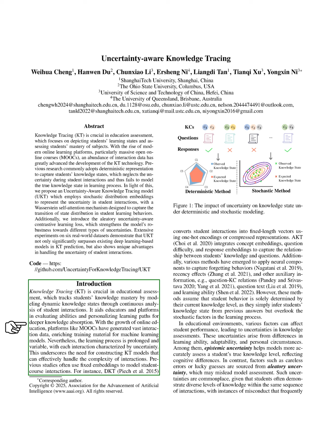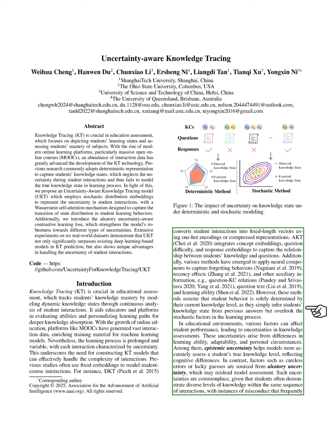Previous research typically uses fixed representations to model how students interact with courses. For example, DKT transforms student interactions into fixed-length vectors, while AKT incorporates various factors like concept difficulty and response types to understand the relationship between a student's knowledge and the questions posed.